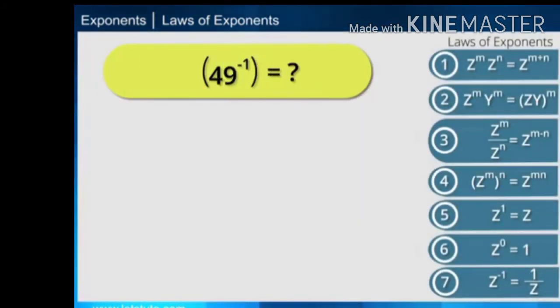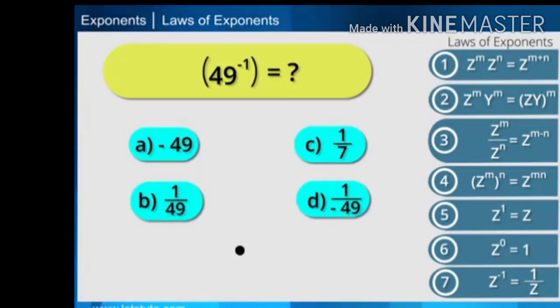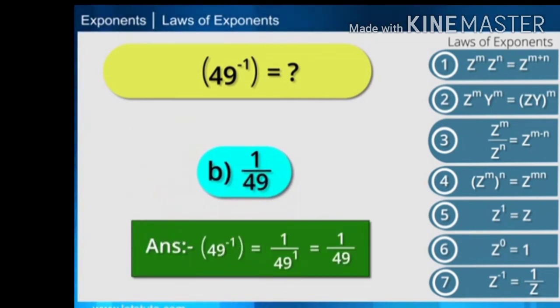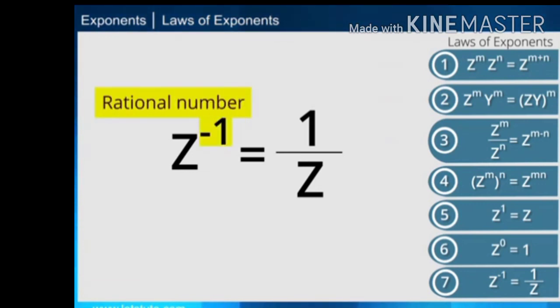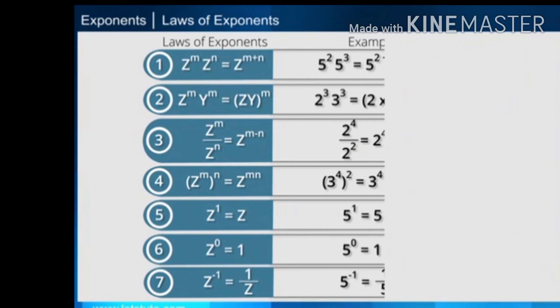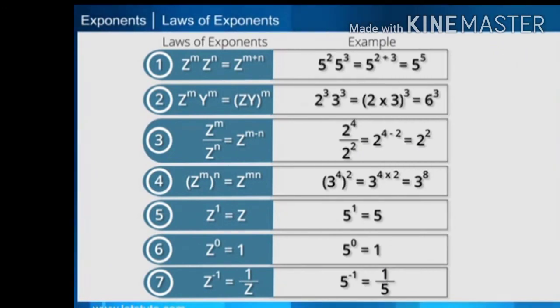What will be 49 raised to the power minus 1? It will be 1 divided by 49. Here in our last law, we have also learned one more thing about the exponents. Can you guess what? Here the exponent is in the form of a negative number. So here we can see that exponents can be any rational number also. So friends, let's have a quick review of the laws of exponents that we have studied in this session.